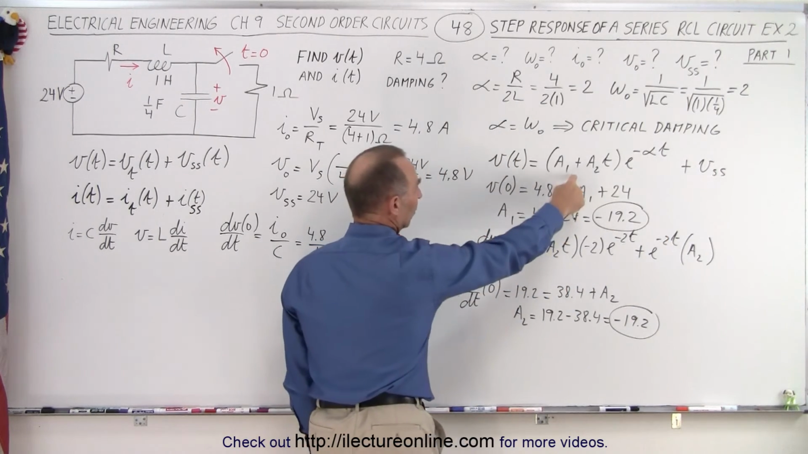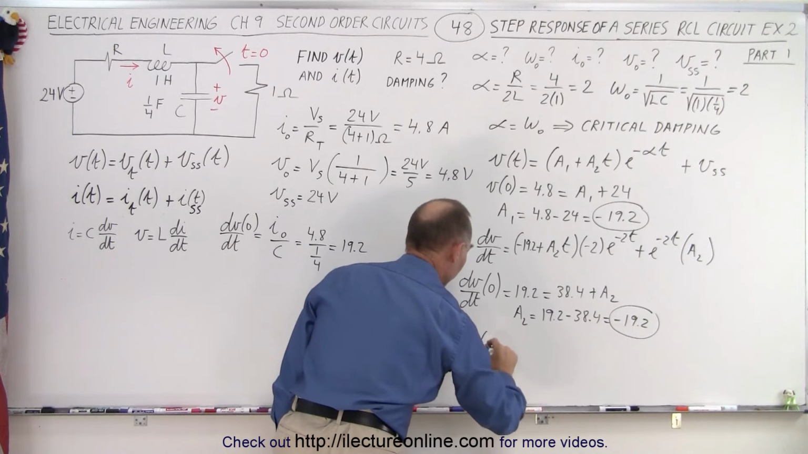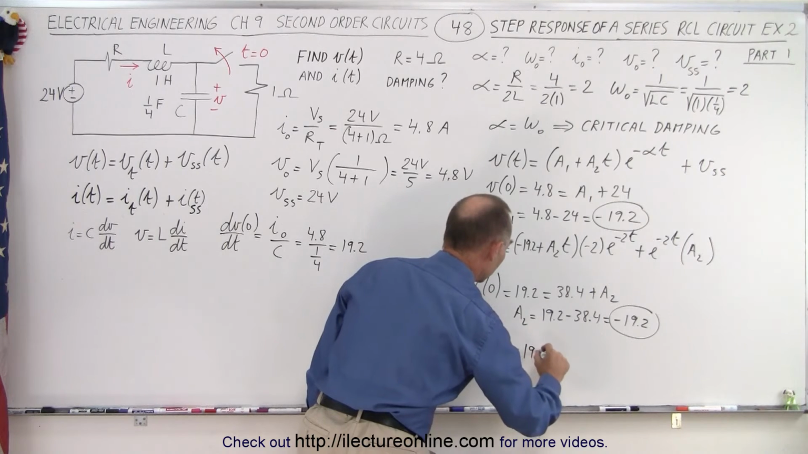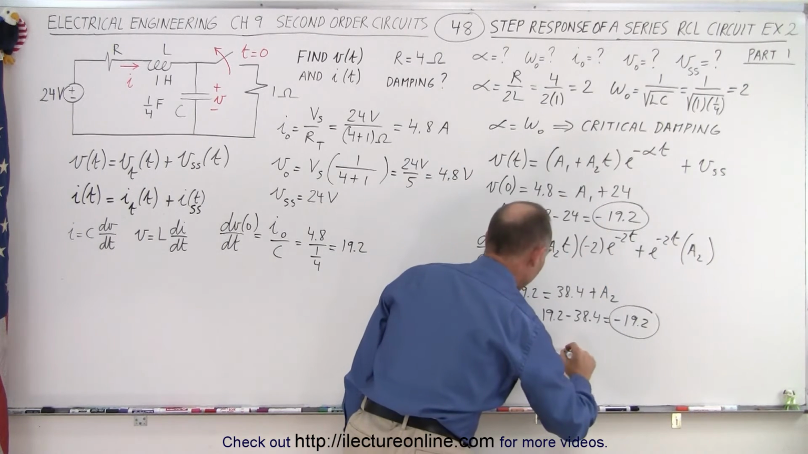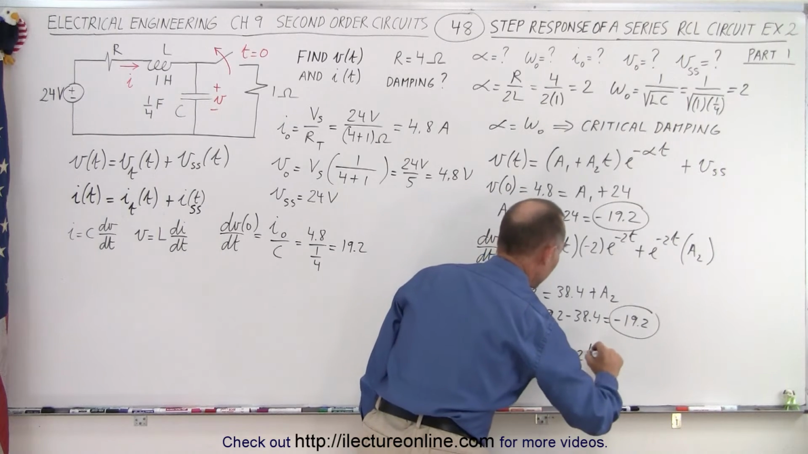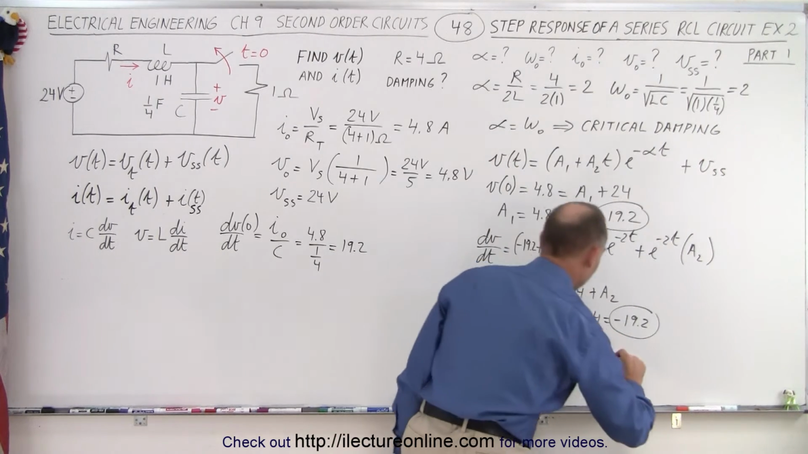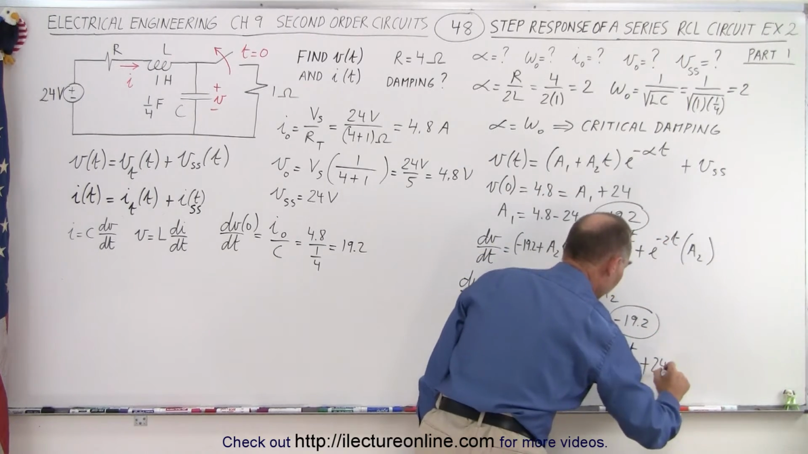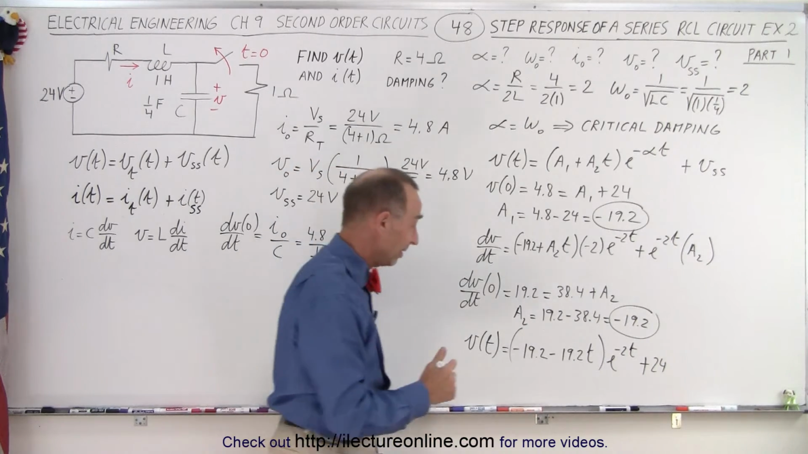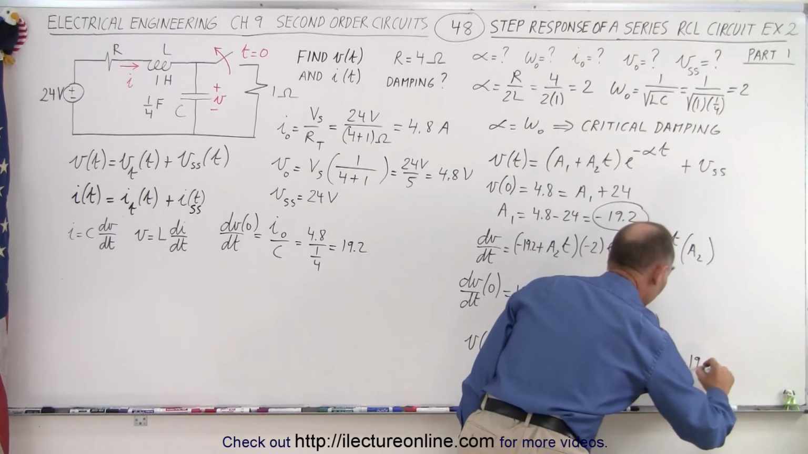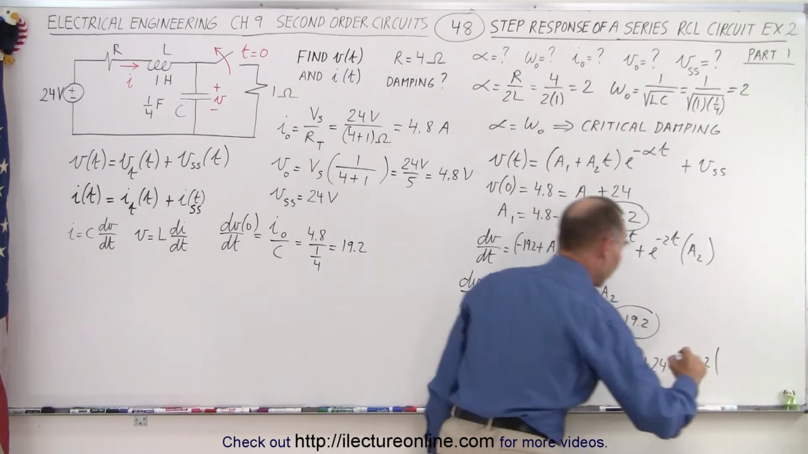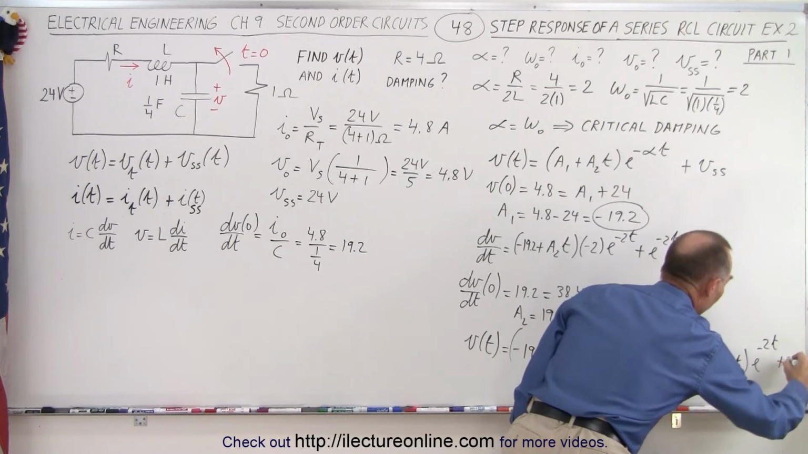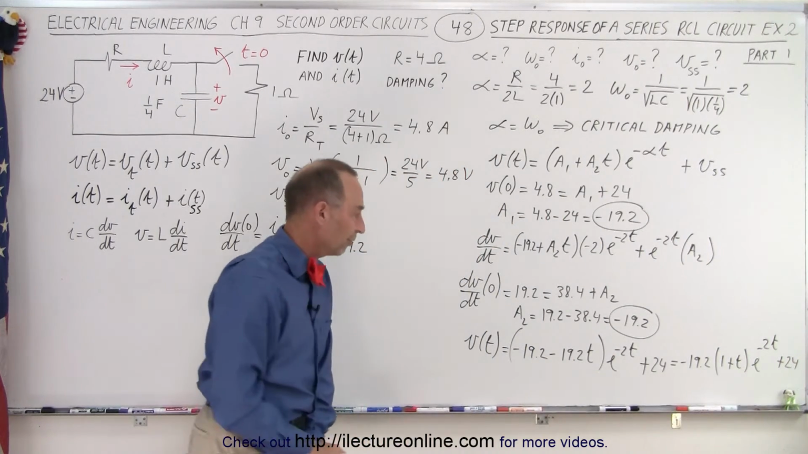So now we're ready to plug that into our original equation. So the voltage as a function of time is equal to A1, which is minus 19.2, plus A2, which is also minus 19.2, times t, and the whole thing multiplied times e to the minus 2t, and the steady state voltage is plus 24. Of course, we can pull out a minus 19.2, so this is minus 19.2 times (1 plus t) e to the minus 2t plus 24, if you want to write it in a more succinct form.